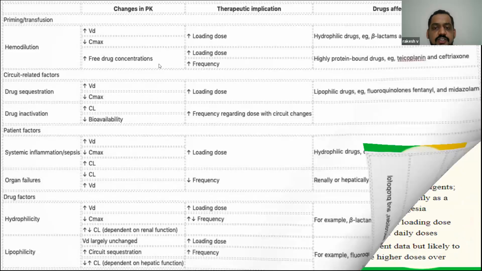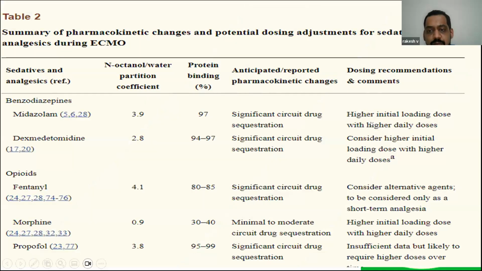Different studies have shown different dosing recommendations for midazolam. See the octanol-water partition coefficient here, 3.9, and it's highly protein bound. So you need to give a higher initial dosage with a higher daily dose. Dexmed is almost the same as midazolam. When it comes to fentanyl, there is a high coefficient, meaning it's highly lipophilic and highly protein bound. Again, significant circuit drug sequestration happens with fentanyl here. If you're using it for short-term analgesia, it is fine. If you're using it for long-term analgesia, try to go with alternatives other than fentanyl.